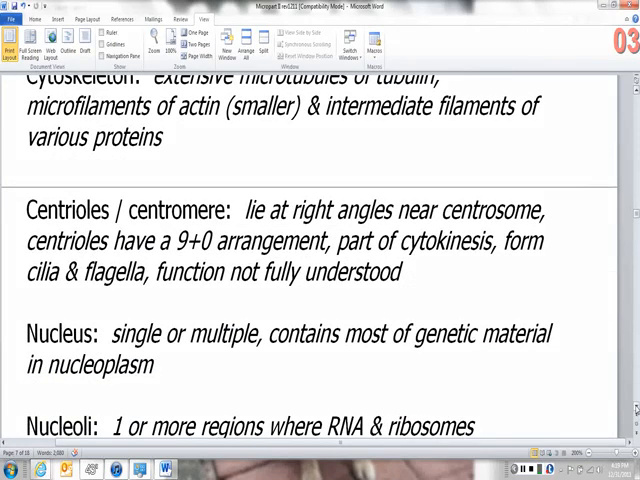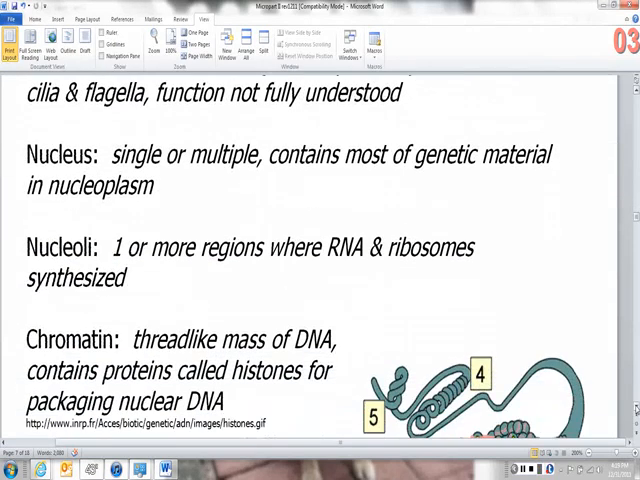Their function is not fully understood, but they are part of cytokinesis and form the cilia and flagella. The nucleus can be single or multiple nuclei. Most of the genetic information is contained in the nucleoplasm. The nucleolus or nucleoli is the one or more regions where the RNA and ribosomes are synthesized. Inside also has the chromatin, which is a thread-like mass of the DNA.